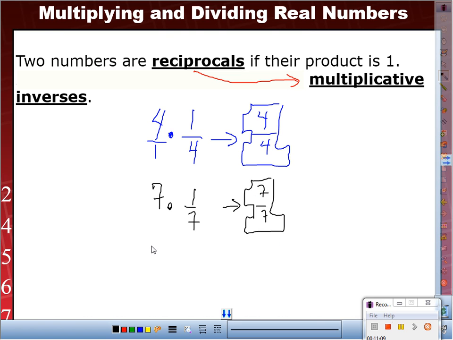Let me show you another one. 2 over 3. Think about it. What would be the reciprocal? Tell your neighbor, please.